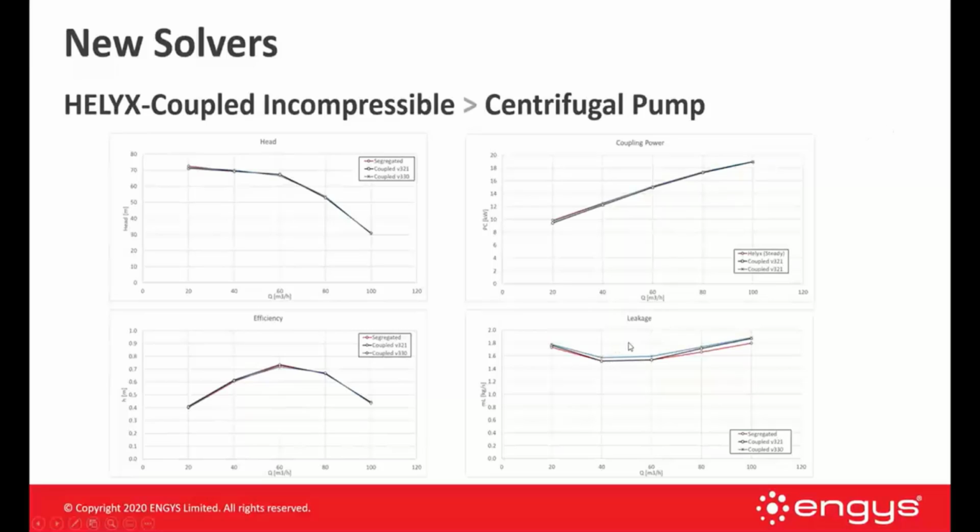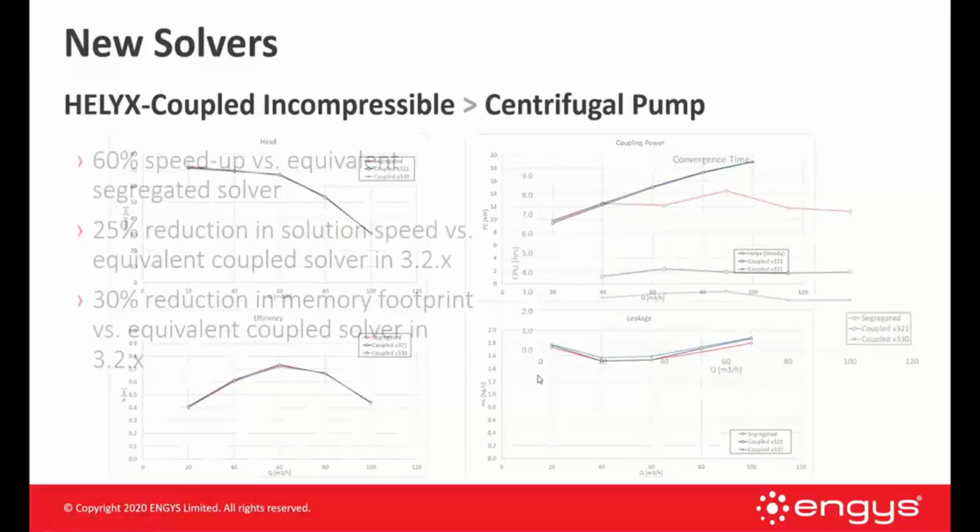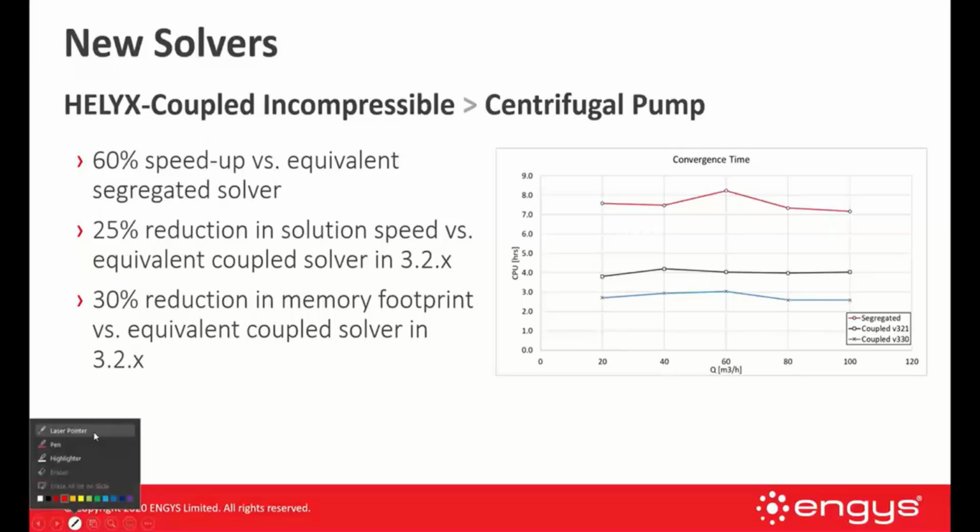So this is what we have in terms of characteristics. We have the head, the coupling power, the efficiency, and the leakage to account for the mechanical losses. And you can see there is a good agreement between the different methods, as you might expect. But what really matters here is this slide. So you can see here the convergence time. On the top, we have the segregated CPU time in terms of hours. This was run on 32 cores. And you can see the CPU time for each operating point. This is the segregated. The blue line here is the coupled solver in the 3.3 version, whereas the black line here is the coupled solver in the previous version of HELYX.